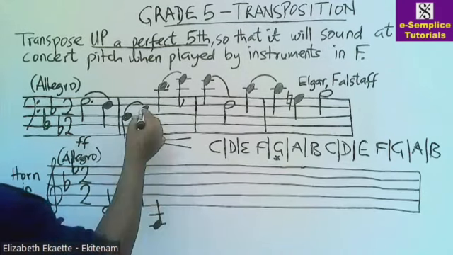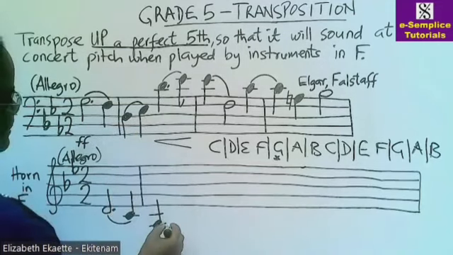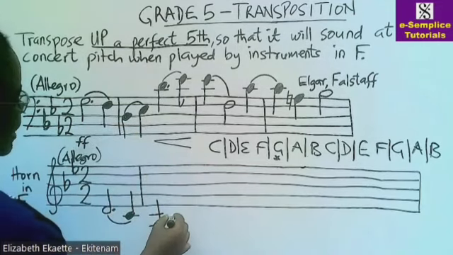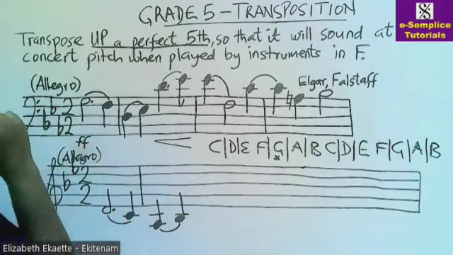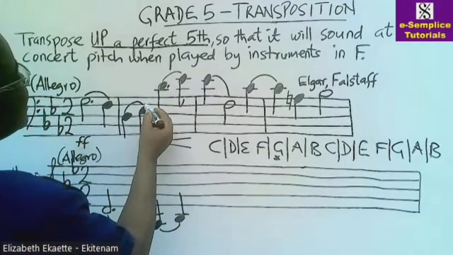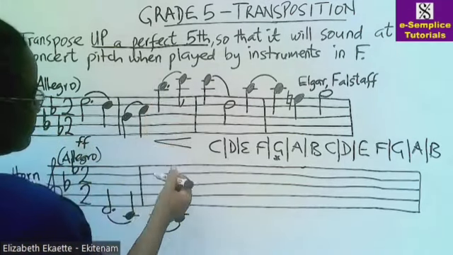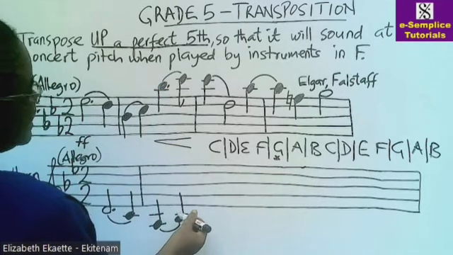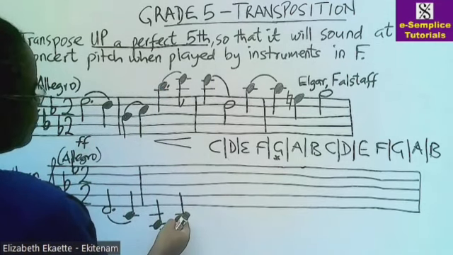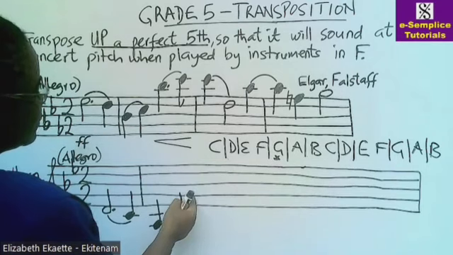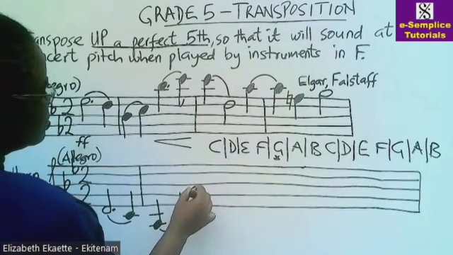It's a crotchet. Then the next note is a second higher. So a second higher will be here. Your next note is a seventh interval higher. So you are going to go 1, 2, 3, 4, 5, 6, 7. So it means your next note is here.